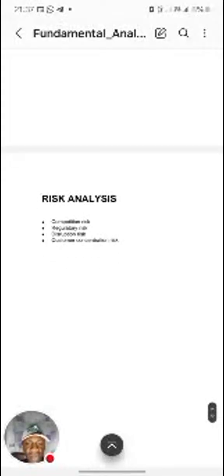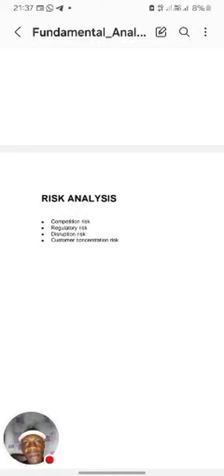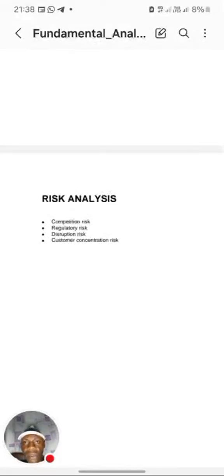The time has gone. It's almost time. Let me end it with risk analysis. In risk analysis, first of all, you have to check competition. If the company you are buying has big competitors, if the competitors are bigger than the company that you are buying, then it's a problem. You have to watch out for more indicators.